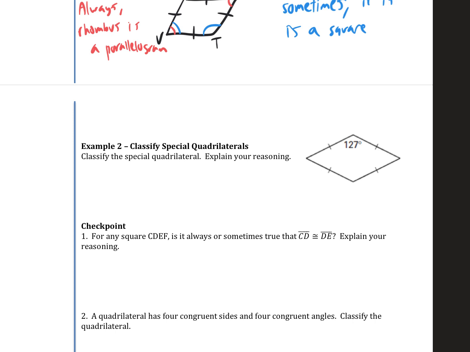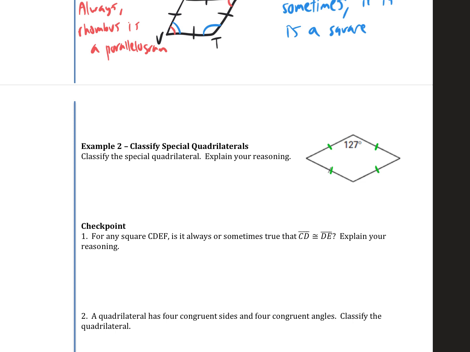Okay, it looks like we have four congruent sides here, so we know it's going to be what kind of shape, at least. Well, it's going to be at least a rhombus, and also when it says classify, you want to use the most specific. This is a quadrilateral, but there's a more specific name for it, right? You don't just want to say quadrilateral, because that could be a trapezoid, it could be a kite, it could be any kinds of things. So in this case, it looks like it's going to be a rhombus.